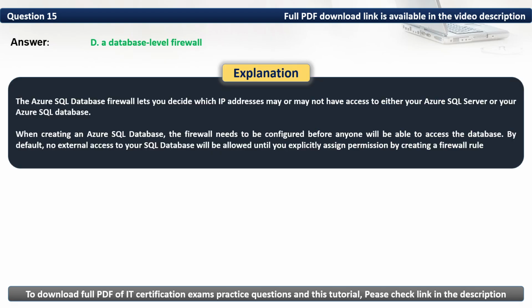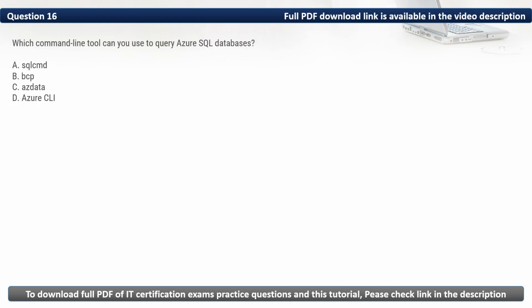The Azure SQL database firewall lets you decide which IP addresses may or may not have access to either your Azure SQL server or your Azure SQL database. When creating an Azure SQL database, the firewall needs to be configured before anyone will be able to access the database. By default, no external access to your SQL database will be allowed until you explicitly assign permission by creating a firewall rule.